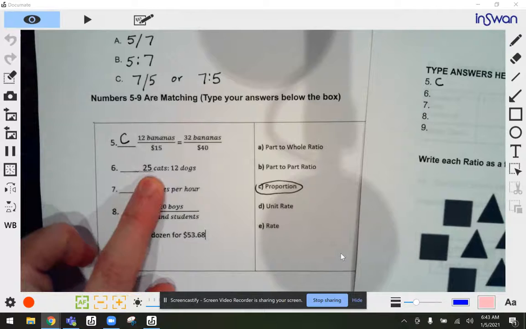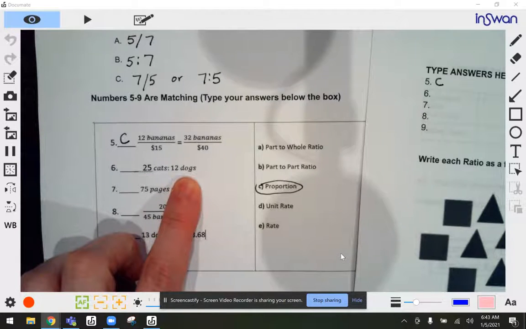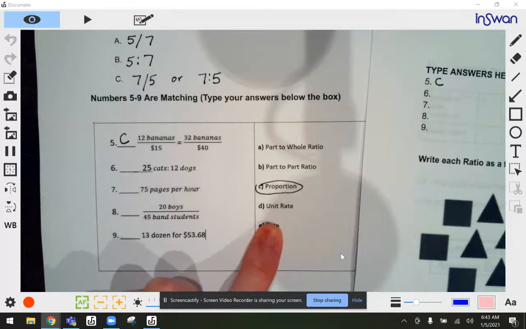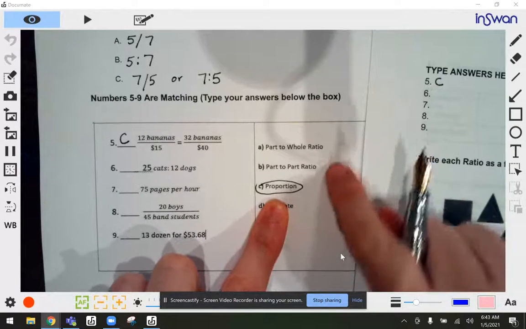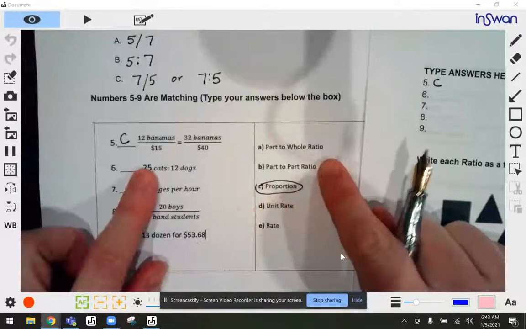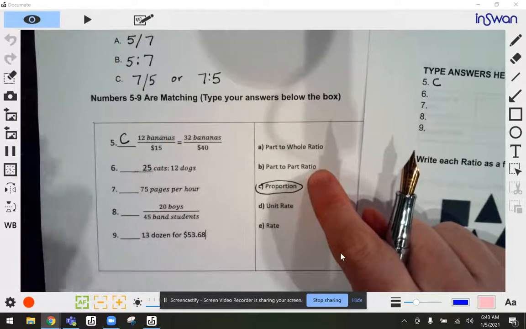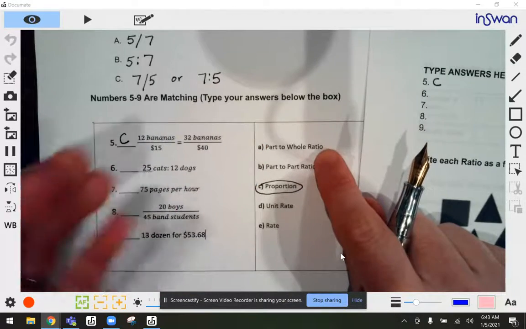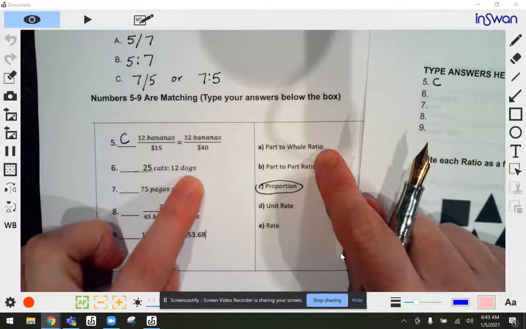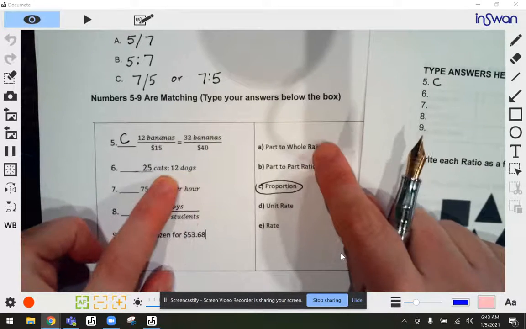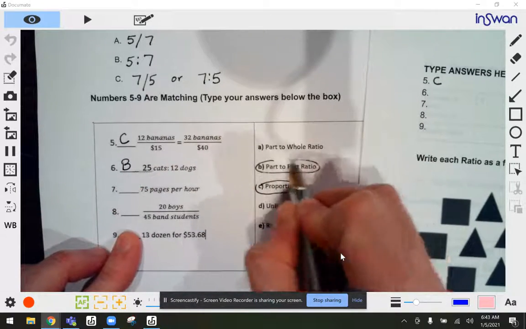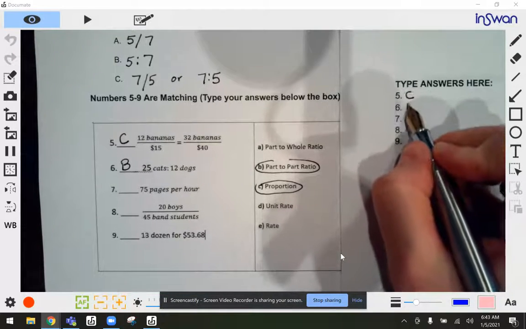Okay? Number 6 says 25 cats to 12 dogs. So here, it's a ratio because these don't have units. So I can take away rate and unit rate. Those have to do with units, and it's one of these two types of ratios. Remember, part-to-part ratio compares two parts of a larger group. Part to whole compares part of a group to the entire group. So here you can see cats and dogs are part of the larger group of animals. So this would be a part-to-part ratio, or B. Okay, so on my paper here, I would type B.